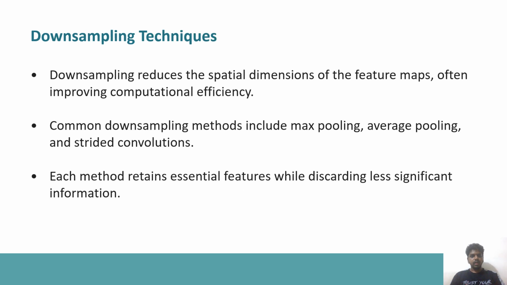Downsampling techniques. Downsampling reduces the spatial dimension of the feature maps, often improving computational efficiency. Common downsampling techniques include max pooling, average pooling, and strided convolution. Each method retains essential features while discarding less significant information.